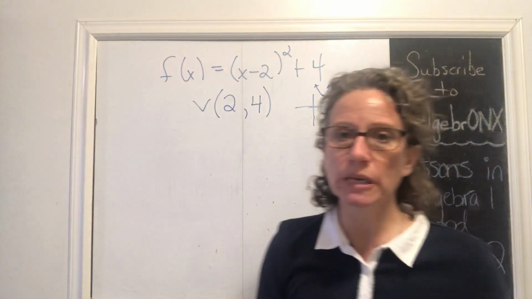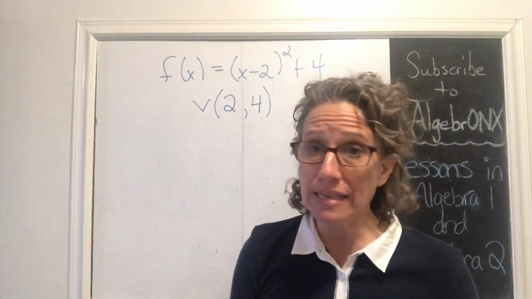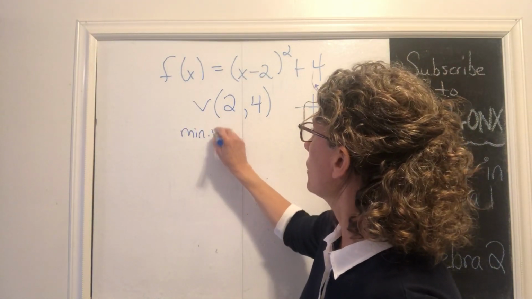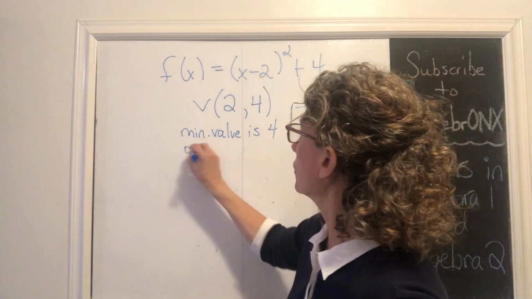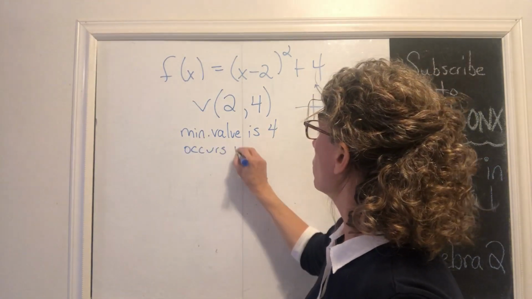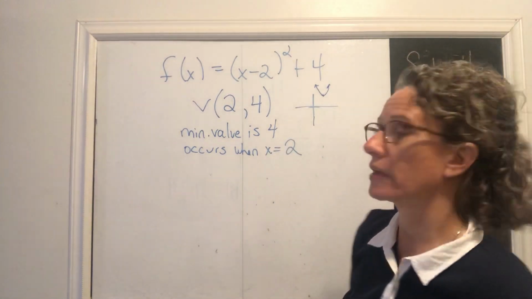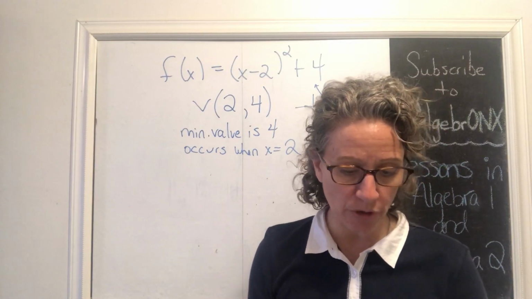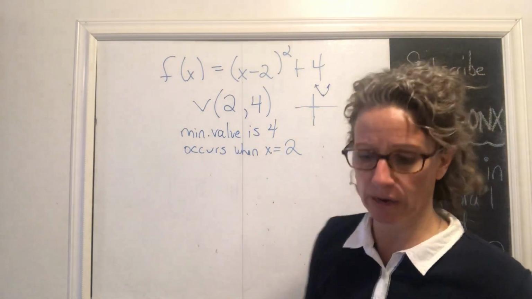Now, you have to be careful about how the problem is asked. If it asks for the minimum value, the min value is 4, and it occurs when x equals 2. And that's how it's stated. So this particular problem asks, the minimum value occurs when x is 2, is how it's answered.